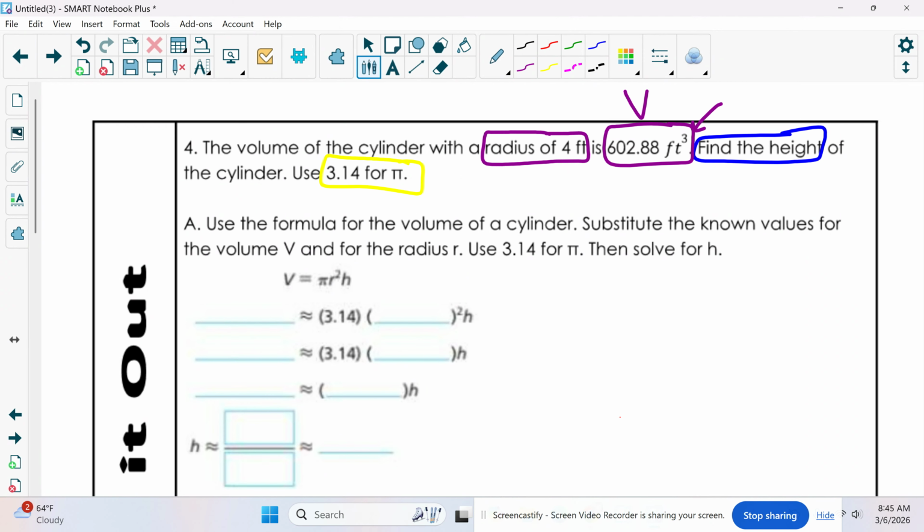Okay, so you have your formula, volume equals area of the base times the height, right? We need a B and we need an H. We already know we don't know the H. That's what we're looking for, right? We do know the V. What is the V? What's the volume?